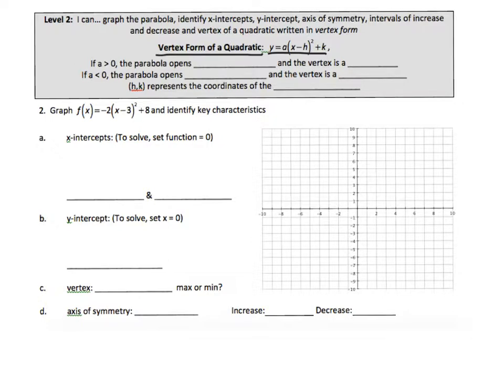I want you to, I guess we can do this. So this first sentence says if a is greater than 0, when that's written out like that, that just means a is positive. Okay, if numbers are bigger than 0, they're positive, the parabola is going to open up. So it'll look like a U. The vertex will then be a minimum.